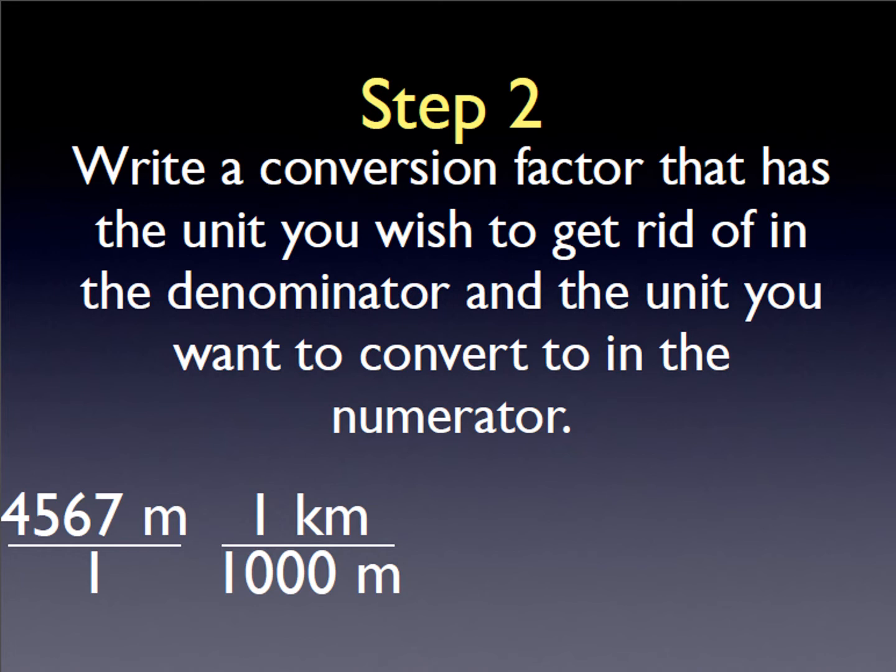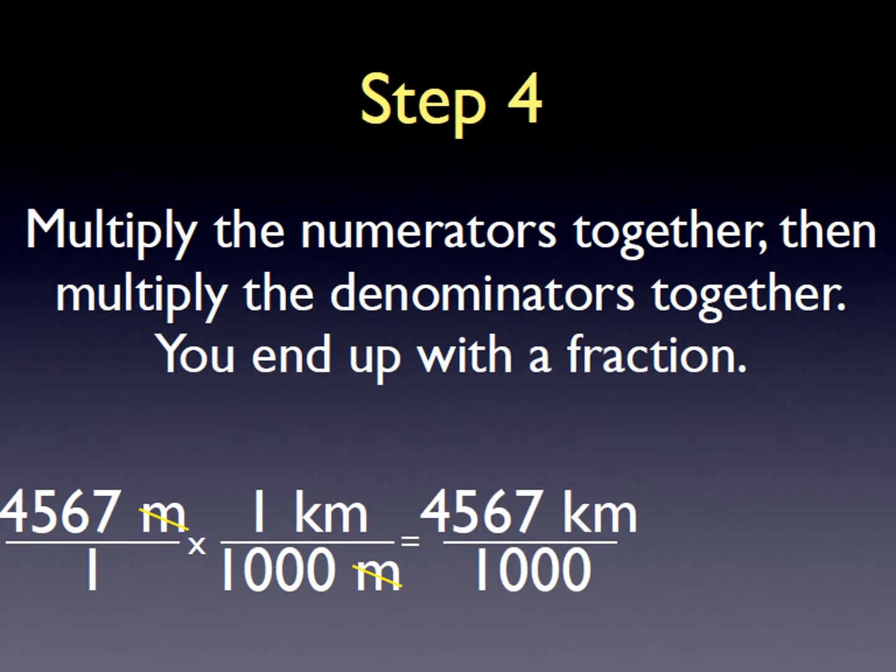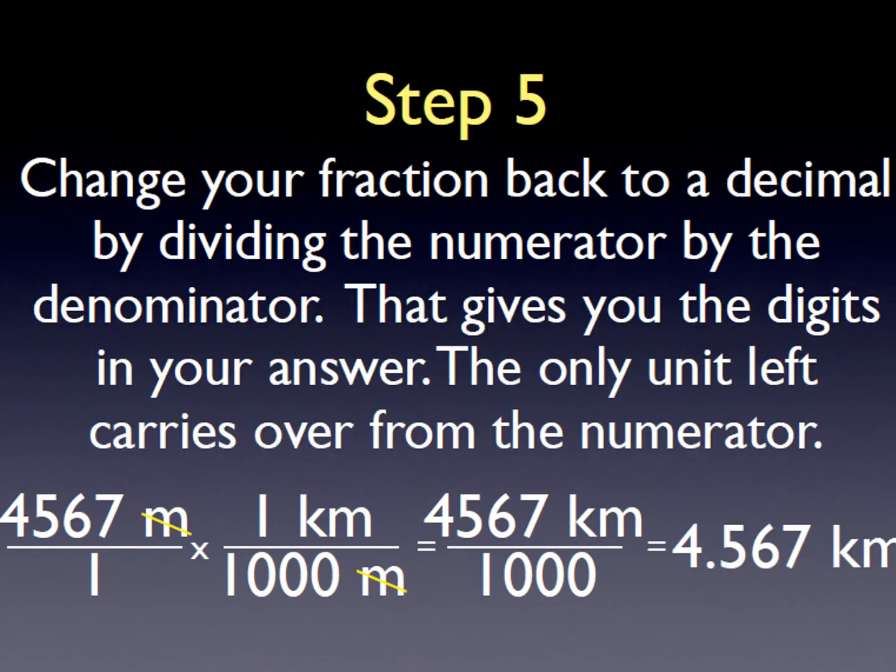And to cancel units out is the main reason why dimensional analysis works. So meters will cancel out. And when you do this, the units will cancel and you're left with the unit on top, which in this case is kilometers. Multiply the numerators and denominators together. So you have 4,567 on top, divided by 1,000, and you get 4.567 kilometers. Now, sig figs, whatever you start with is what you're left with. So you start with 4 sig figs, you're going to finish with 4 sig figs. In this case, it's pretty simple. You're just dividing by 1,000.